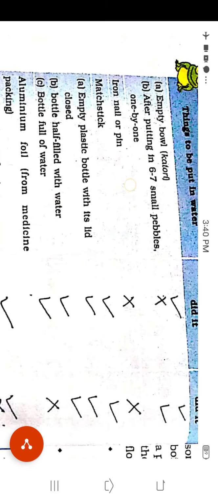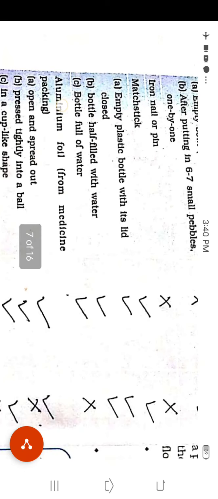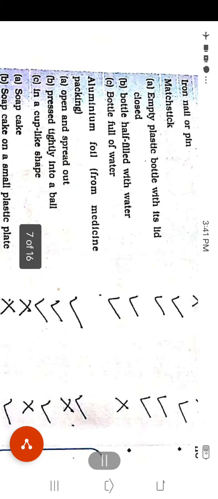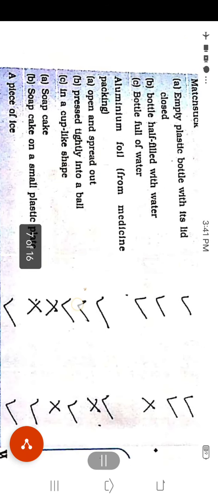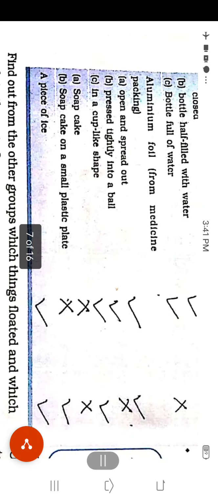First is an empty bowl. After putting in 6-7 small pebbles one by one, iron nail or pin, matchstick, empty plastic bottle with its lid closed, bottle half filled with water, bottle full of water, aluminium foil from medicine packing, open and spread out, pressed tightly into a ball, in a cup-like shape, soap cake on a small plastic plate, and a piece of ice.